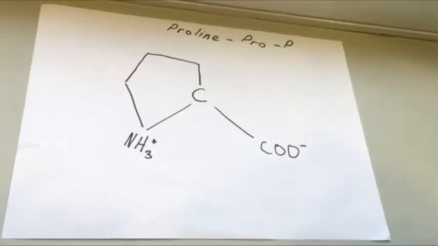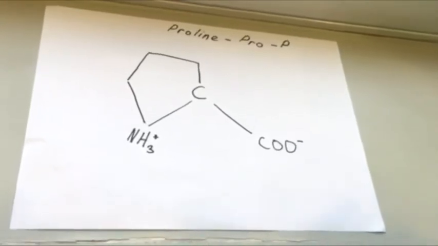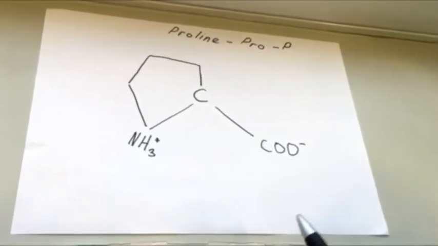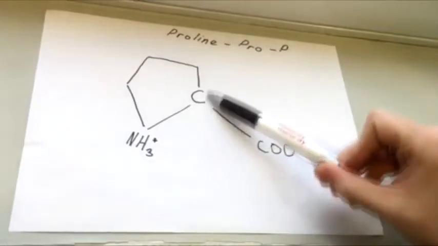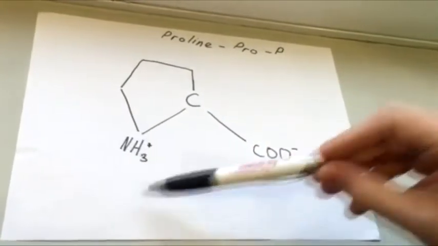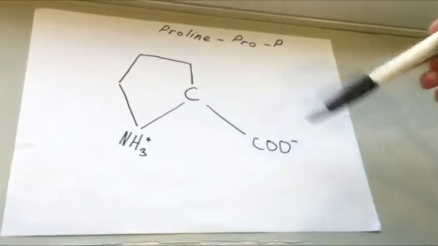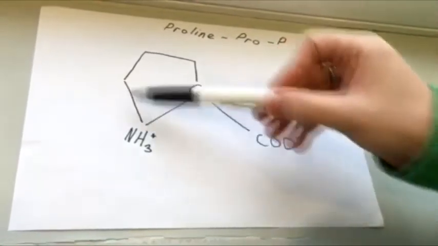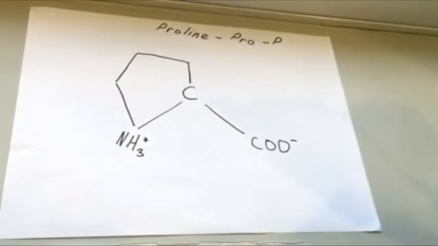So here we have proline. Its 3-letter abbreviation is PRO or pro, and its single letter abbreviation is P. It's got a 5-membered ring over here, and it's a cyclic molecule completing itself on the NH3. If you think of it like a P over here, then you have proline.